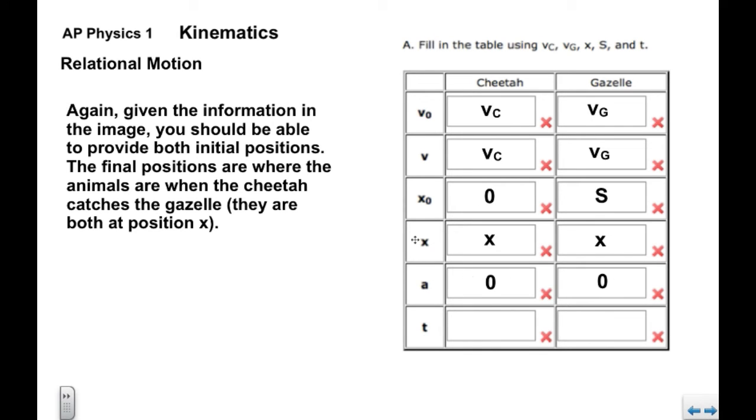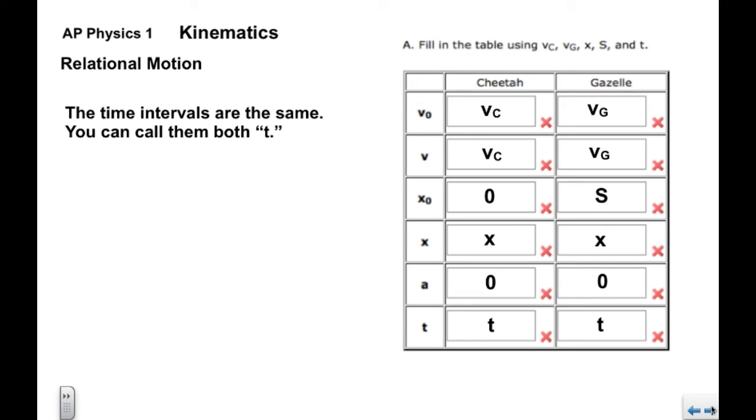Given the information in the image, we see that the initial position of the cheetah is 0. The initial position of the gazelle is s, the separation. And when the cheetah catches up at position x, they're both there. So there's our relation there. Time intervals are the same, so you can call them both t.